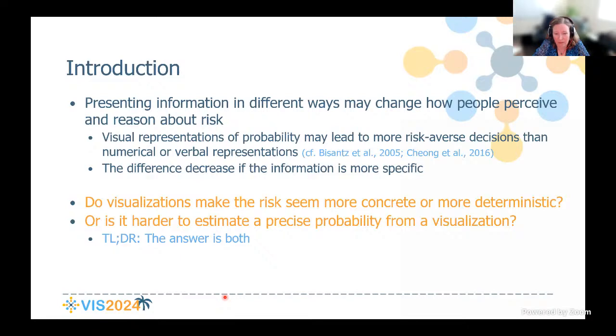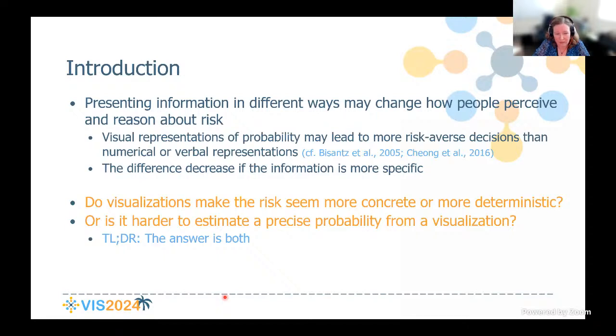So if people are given, say, a small range of probabilities to reason about, it probably doesn't matter if it's presented visually or numerically. But if people are given a wider range of probabilities that's less specific, that's when these prior studies have shown a tendency for people to make more risk-averse decisions with visual representations of probability.